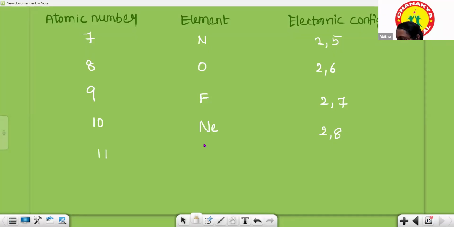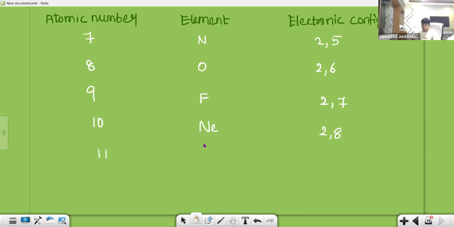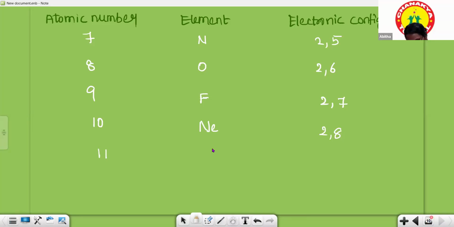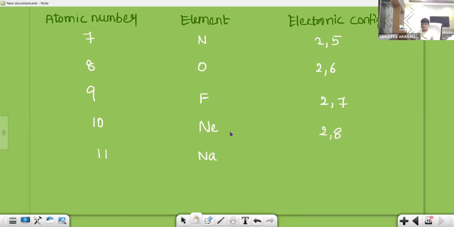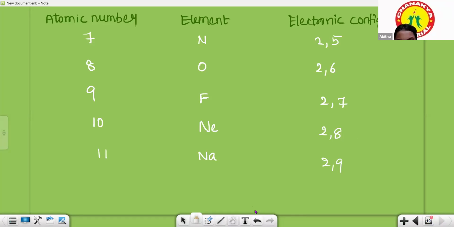Next atomic number is 11. The element is Na. What does Na stand for? Sodium. Very good. Now can you tell me the electronic configuration? How many electrons are in sodium? 2 comma 9. Is that correct?